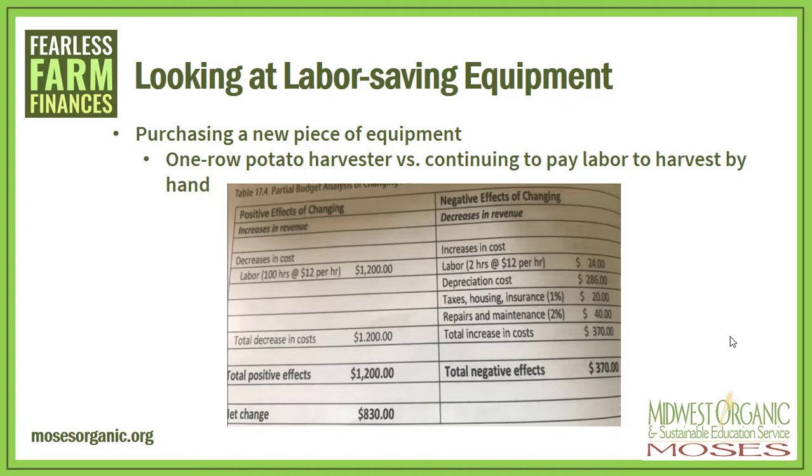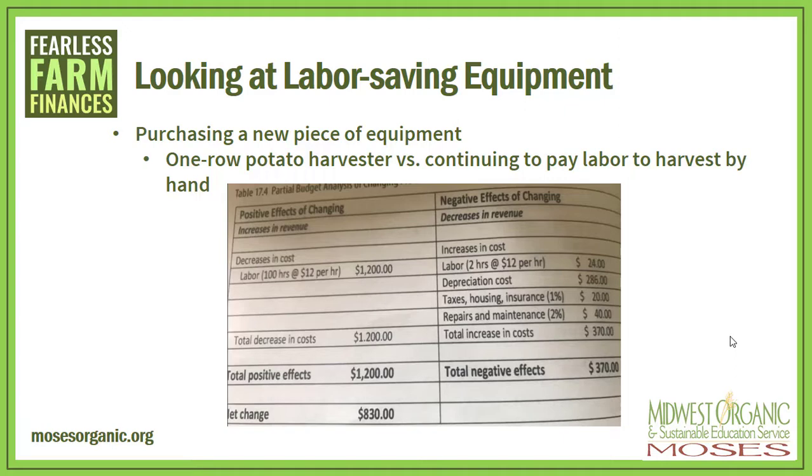So for this particular example, we're going to say $2,000 is the purchase minus $0 for the salvage value in 7 years. So 2,000 minus 0 divided by 7 equals $286. So we're going to use the annual depreciation cost of $286, and that's how we got that on the second line in the negative effects on this partial budget.